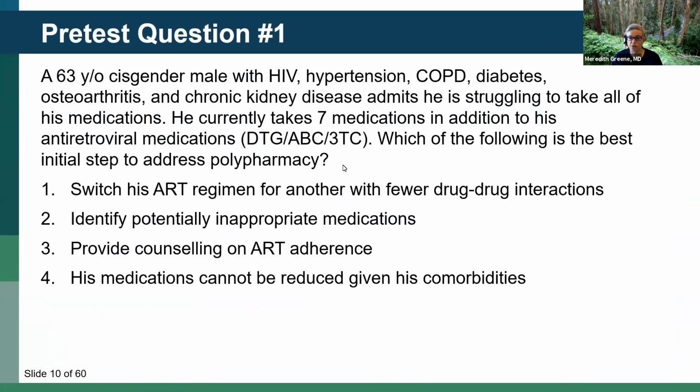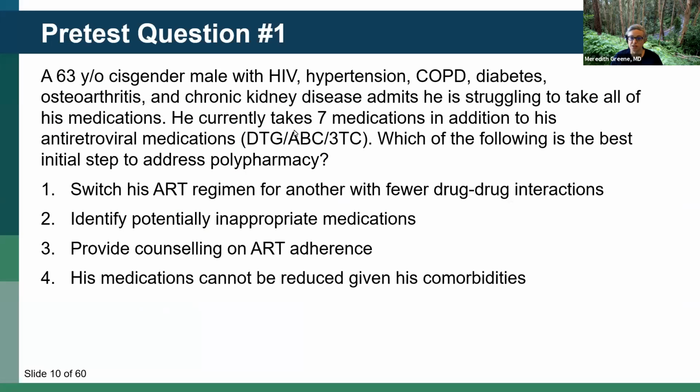So we're going to go to our first pretest question. I will read the question and the responses are in the poll. This is a 63-year-old cisgender male who has HIV, hypertension, COPD, diabetes, arthritis, chronic kidney disease. He admits that he's struggling to take all of his medications. For simplicity's sake, I don't list all the medications here, but he's taking 7 in addition to his antiretroviral medications. And so which of the following choices is the best step to address polypharmacy? And you can see the choices.